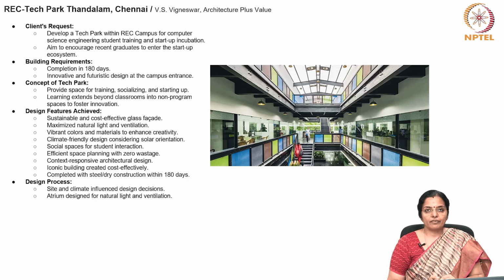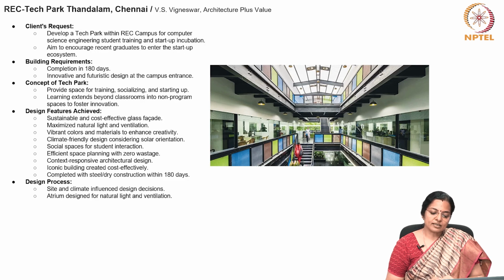The design features achieved include sustainable and cost-effective glass facade, maximized natural light and ventilation, vibrant colors and materials to enhance creativity, climate friendly design considering solar orientation, social spaces for student interaction, efficient space planning with zero wastage, context responsive architectural design, and iconic building created cost effectively and to be completed with steel or dry construction within 180 days. The design process mainly had the site and climate influencing the design decisions. There was an atrium which is designed for natural light and ventilation.